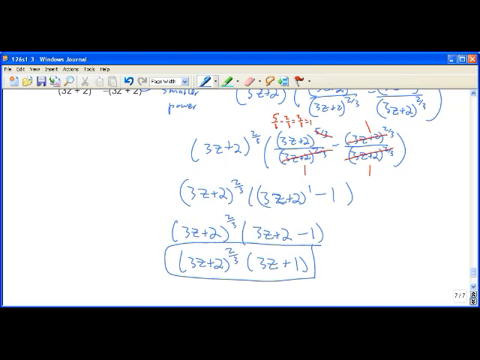So again, we pulled out the lowest fractional exponent, the term with the fractional exponent. And then it worked out kind of nice. We were able to knock that down a little bit.